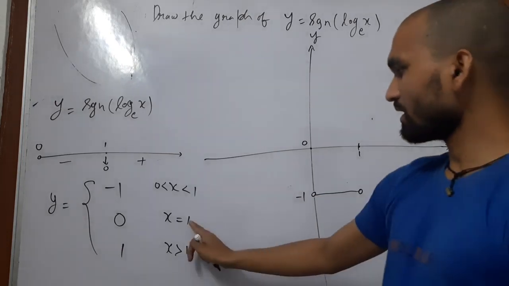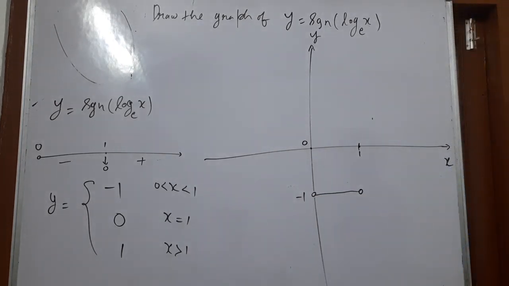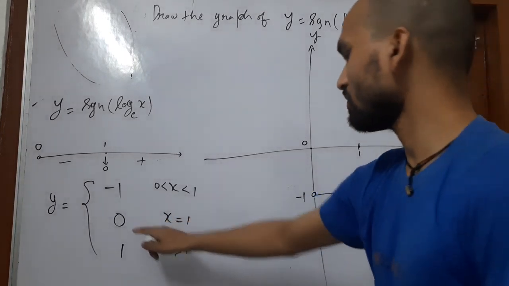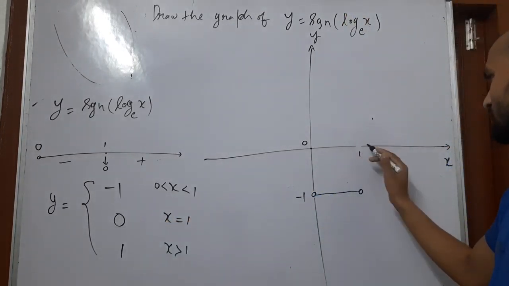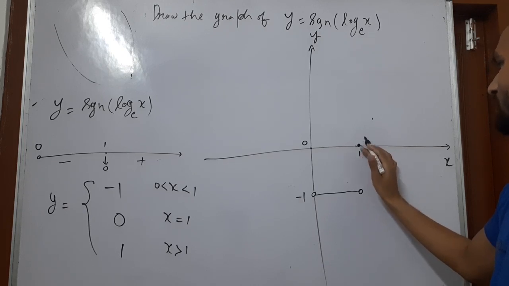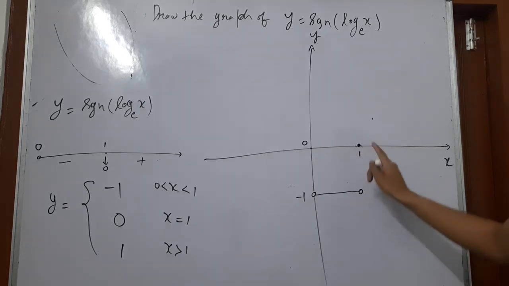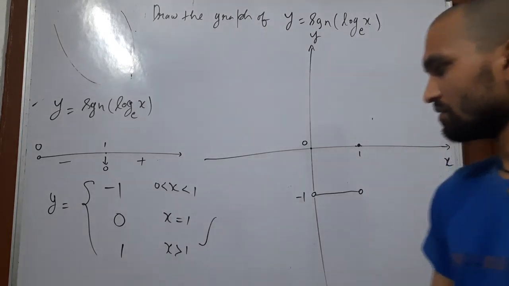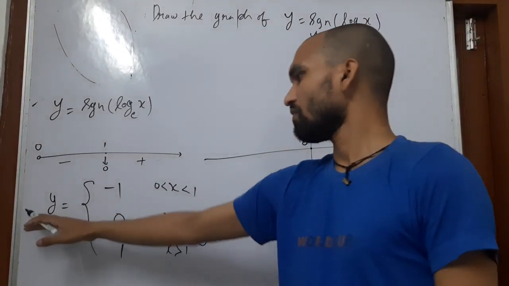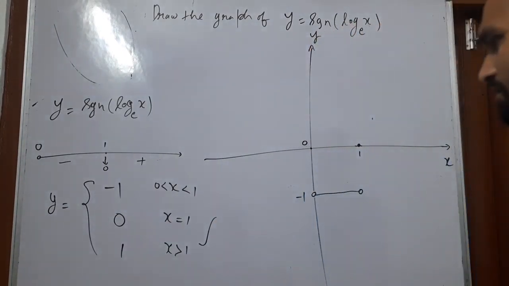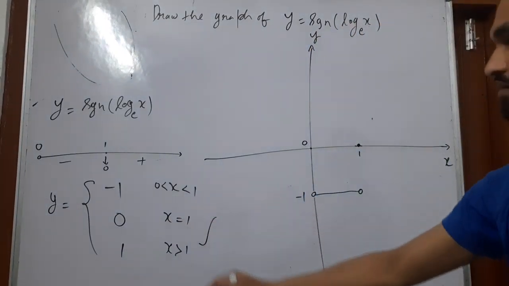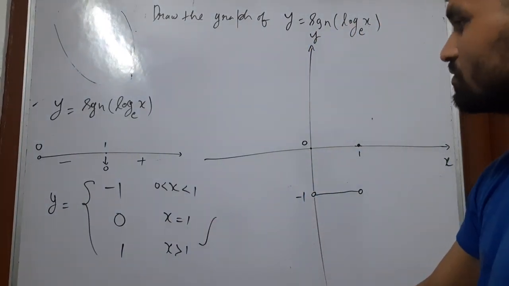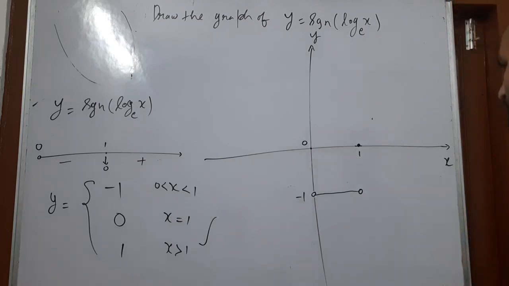Now we should take x equal to 1. When x is 1, y is 0, that is our point, because at this point x is 1 and y is 0. At the x-axis y is 0. Now we should take x greater than 0. When x is greater than 1, y is 1.